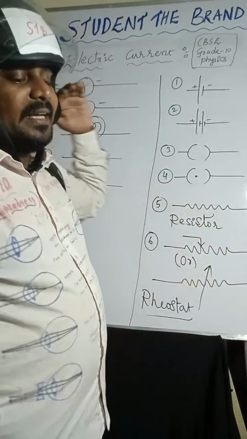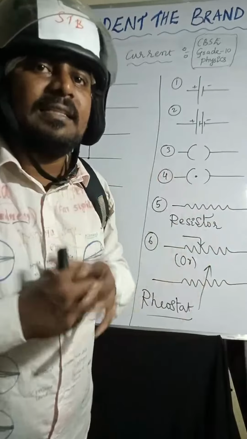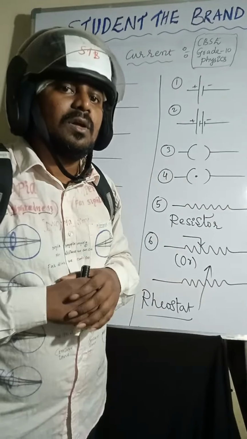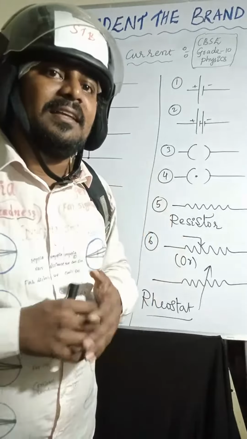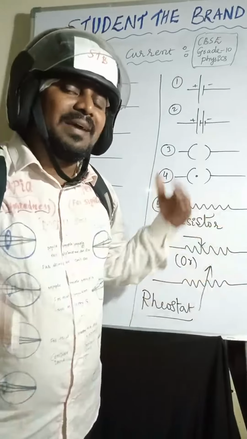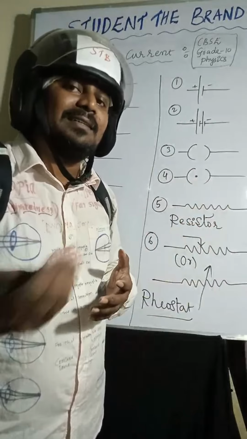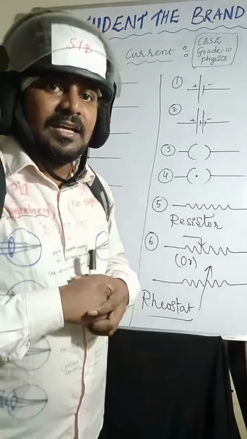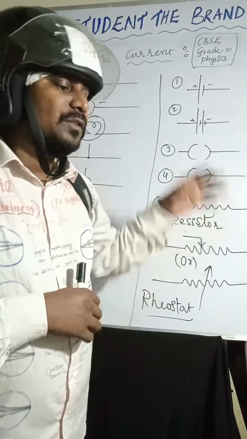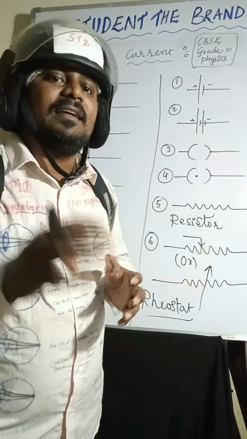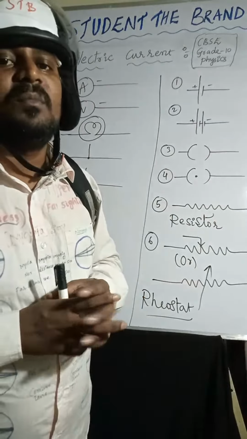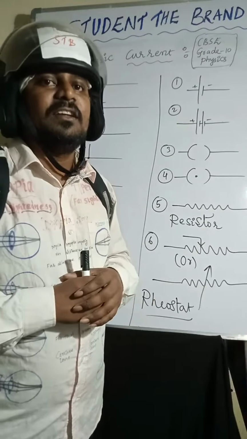Ammeter is a device which is used to measure the electric current in the circuit. Okay, so ammeter is connected in series combination.